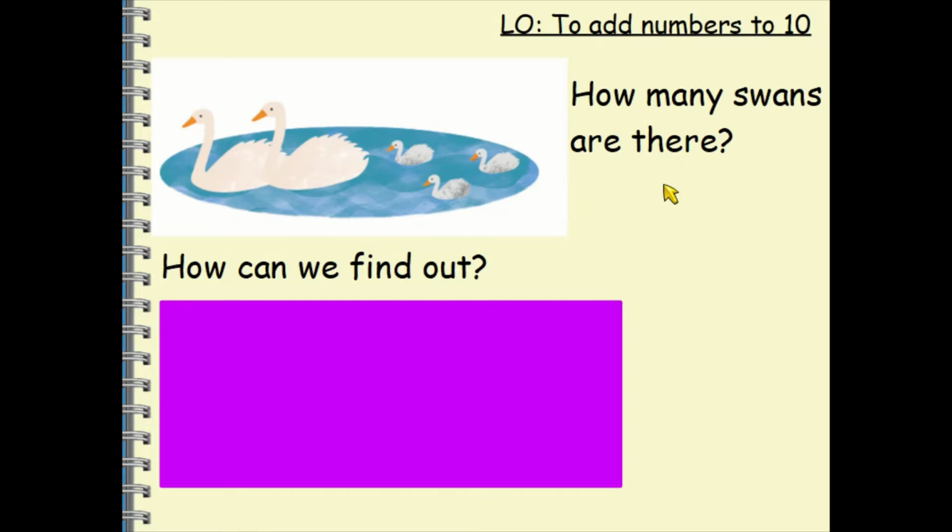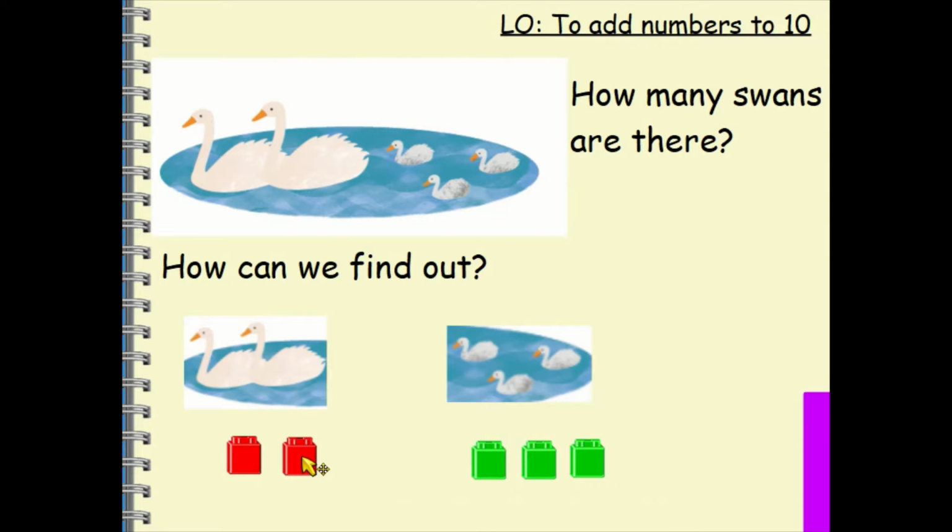We can see that there are 2 big swans and 3 little swans. So 2 plus 3 equals, yes, that's right, it equals 5. Now, let's put it in our part-whole diagram.